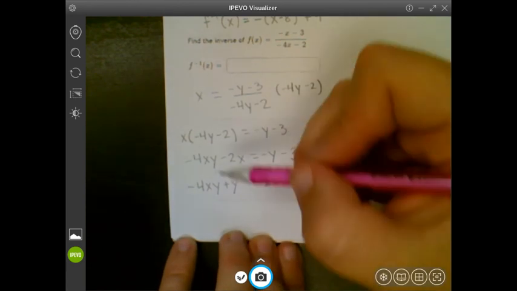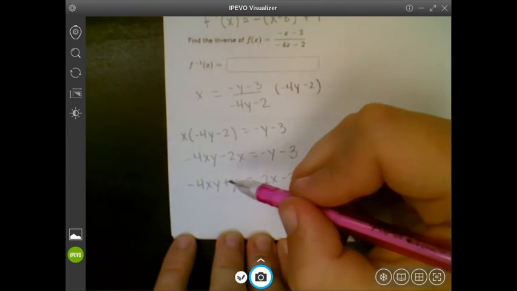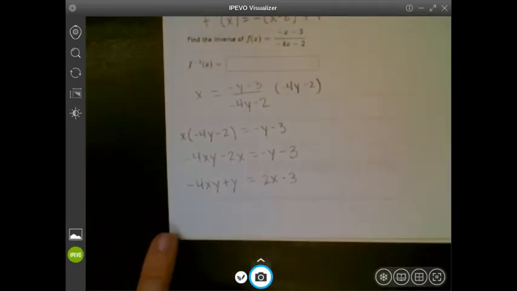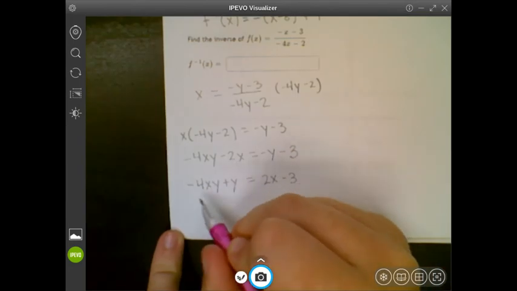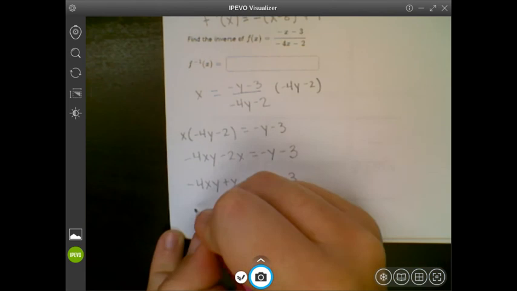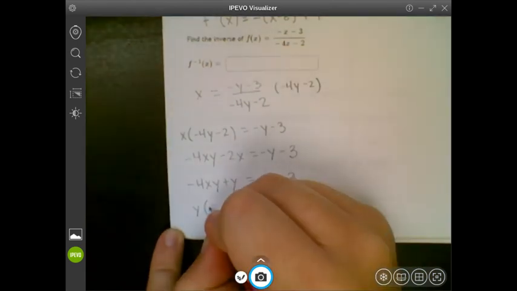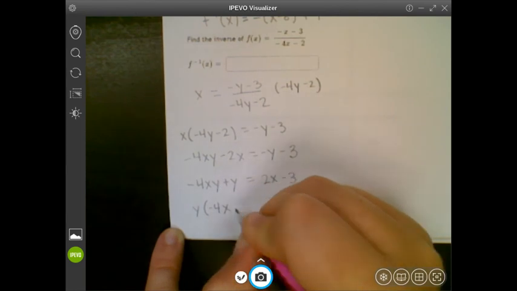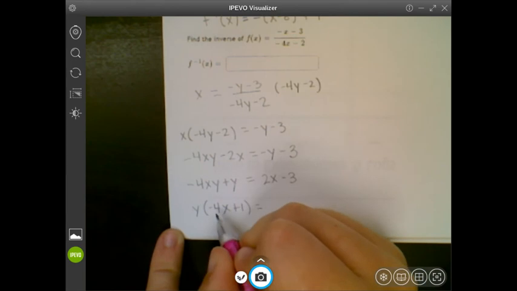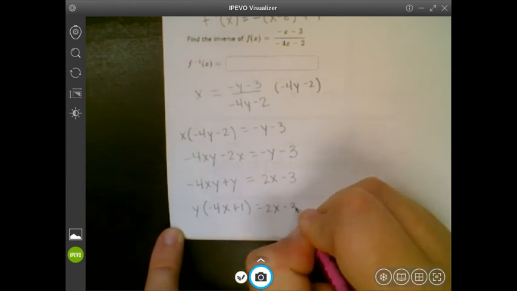All right, and then here's the trick. Now that you have both y's on the same side of the equal sign, we're going to take both of these y's and turn it into just one y so we can solve. What we're doing is a greatest common factor on this side of the equal sign, and we're going to take out a y. We're factoring out a y. So you have negative 4x and a plus 1. You're factoring out that y from both terms, and then here is what was left over.